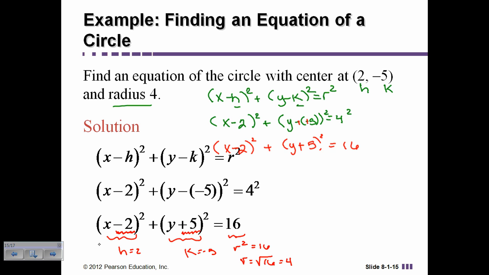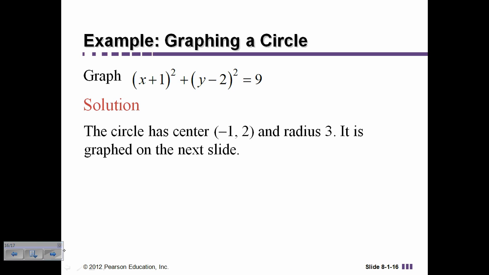Okay, so now let's look at this next example. Now this time, I gave the answer already, so I cheated. This time, I gave you the equation of the circle, and I want you to figure out the center and the radius, and then graph it. So if we look at this, remember what we talked about. This is the h, this is the k, and this is r squared.